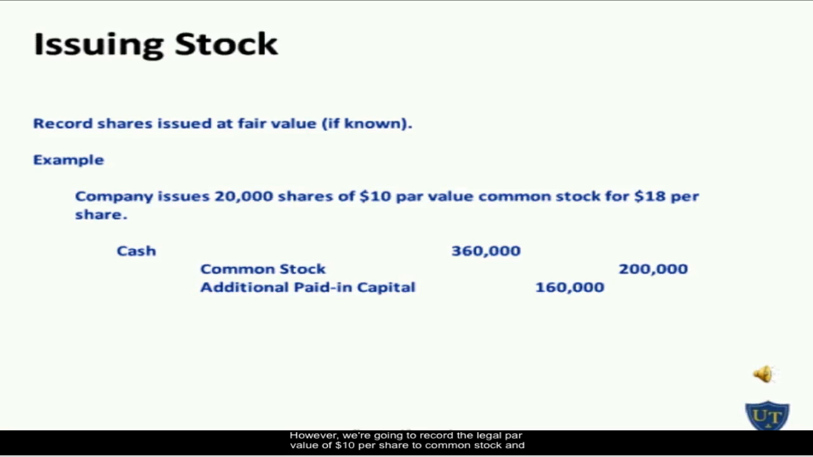However, we're going to record the legal par value of $10 per share to common stock, and the difference between the total par value of $200,000 and the $360,000 fair market value received, that difference goes to additional paid-in capital. That's the $8 per share that the company received for the stock beyond par value.